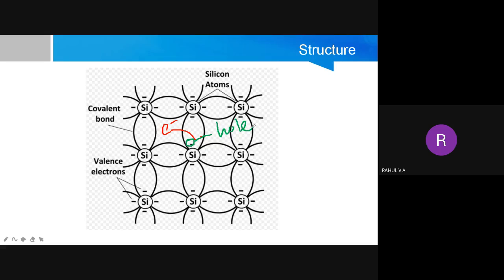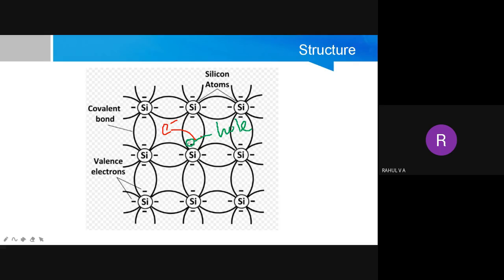So what happened? This was the purest form of silicon atom, or one crystalline structure of silicon atom, and every silicon atom formed covalent bonds with 4 neighboring silicon atoms, and it was stable. At T equal to 0, that is at zero temperature, it maintains like that. When the temperature increases from 0, what happens? This bond breaks, and some of the electrons in the valence band jump to the conduction band.